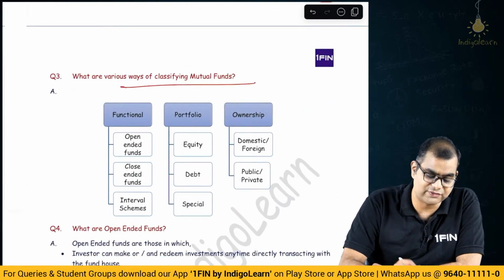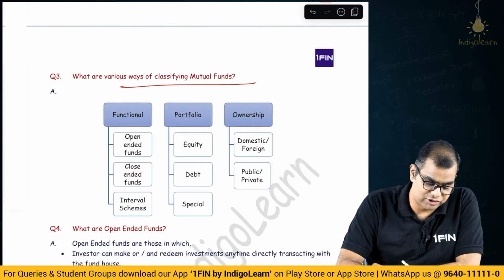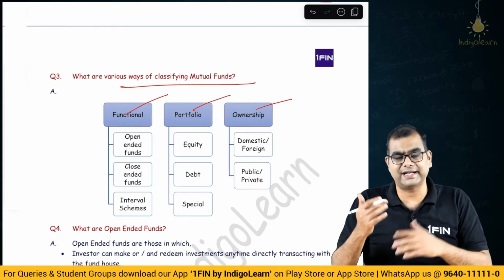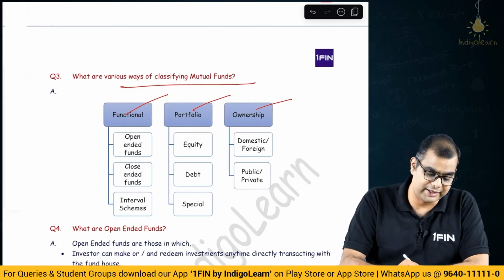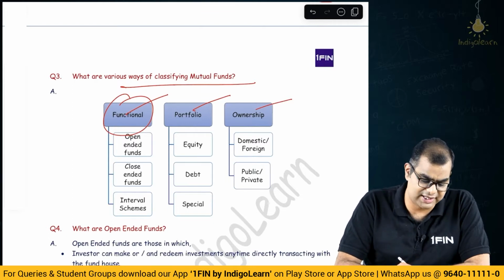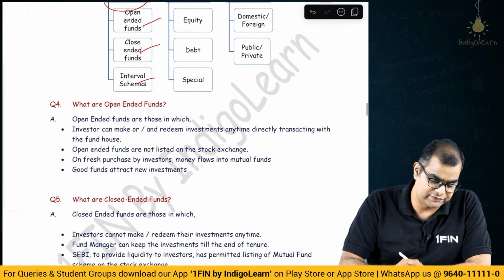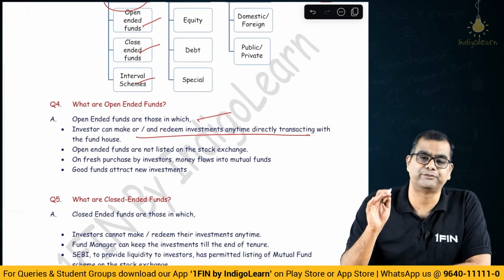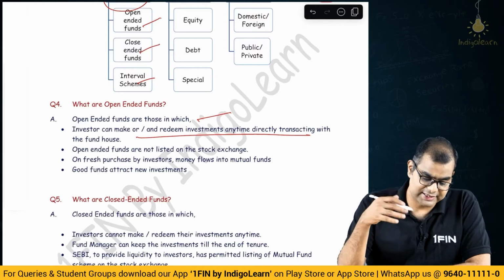Now, what are the various ways of classifying? You can classify mutual funds based on functional classification, portfolio classification or ownership classification. That is, the various categories of mutual funds are determined by the way in which you classify. The first one is functional classification. Functional has open-ended funds, closed-ended funds and interval schemes. What are open-ended funds? These are funds in which investors can make or redeem investments anytime, directly transacting with the fund house.